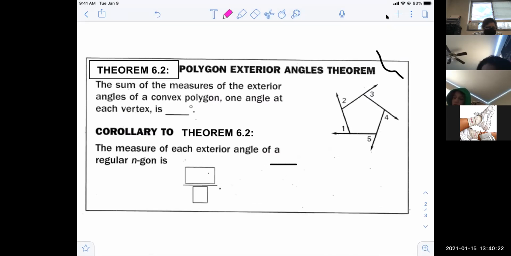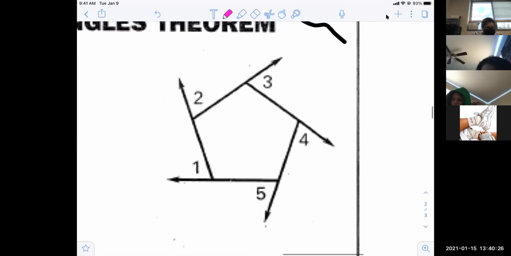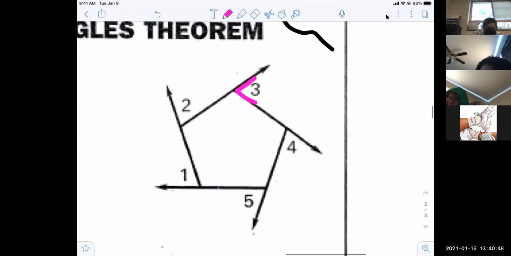Okay, the sum of the measures of the exterior angles. Now I want to remind you also what an exterior angle is. Remember that an exterior angle is when you just extend one side of the polygon. So this is an exterior angle, and that's an exterior angle. All of these angles here are exterior angles. Angle 3 here, angle 4 there, angle 5 there, angle 1 there, angle 2 there.